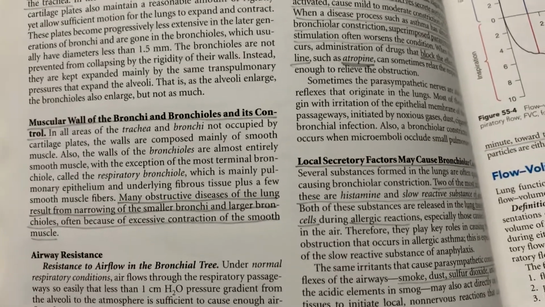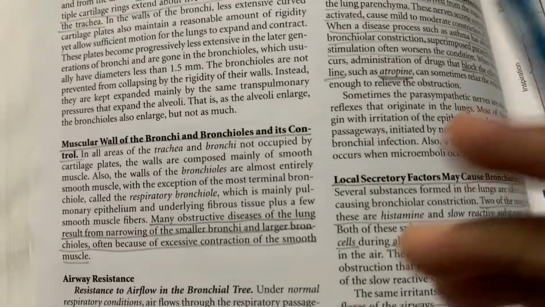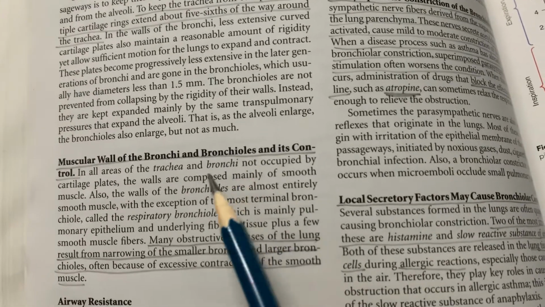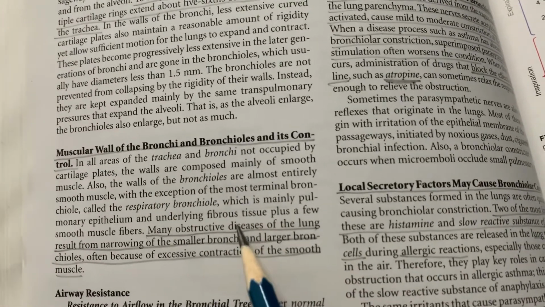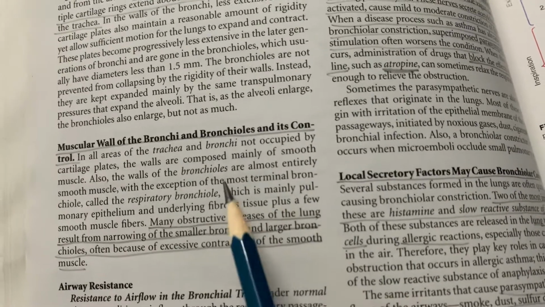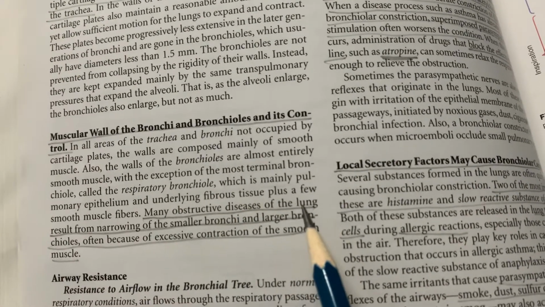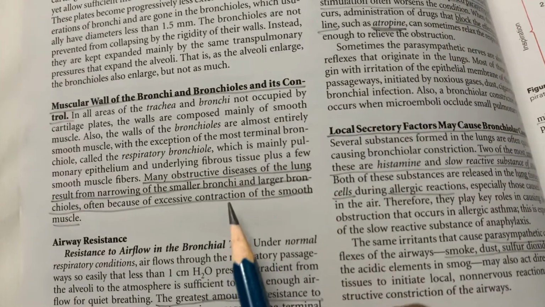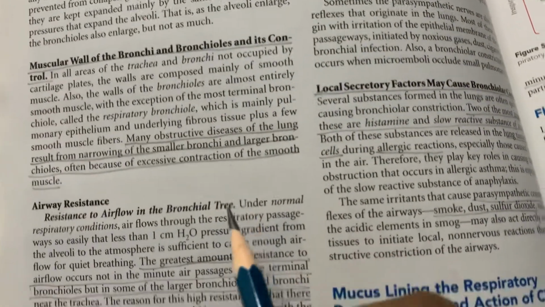And then the muscular wall of the bronchi and the bronchioles. You have cartilaginous rings in the trachea and other parts, but in the bronchioles you have smooth muscles in the muscular walls. Many obstructive diseases of the lung result from narrowing of the smaller bronchi and larger bronchioles because of excessive contraction of the smooth muscles.